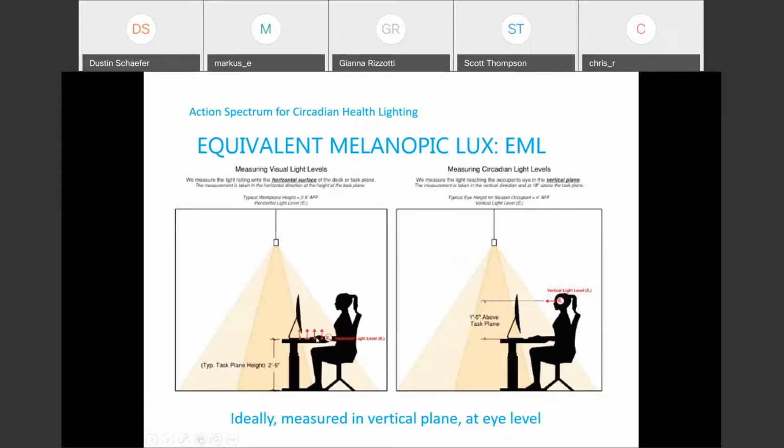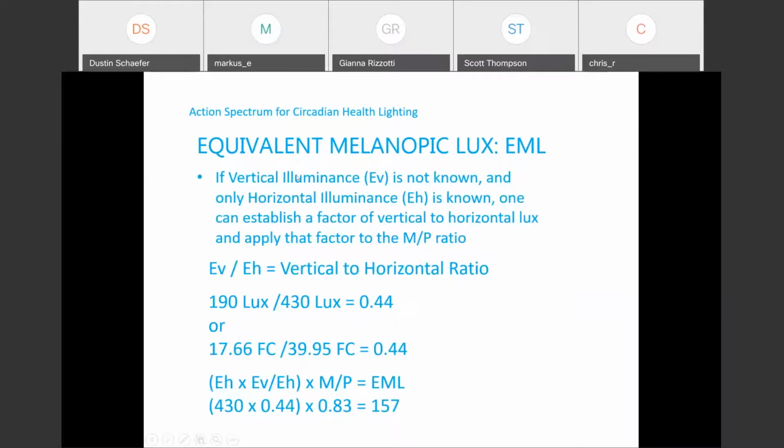But a lot of people do their calculations for horizontal planes because that's the way we've always done things for visual lighting design. And you'll find that ideally, we want to measure this in the vertical plane, but a lot of people are going to be doing their calculations for horizontal work plane. If that's the case, we can establish a ratio of the vertical light to the horizontal light. So for example, this ratio of vertical illumination to horizontal illumination, that ratio can then get applied to the formula.